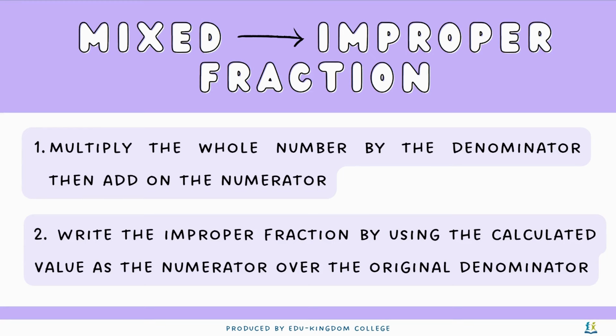Also 2 steps we need to follow. First, multiply the whole number by the denominator and add the numerator. Then, write the improper fraction by using the calculated values as the numerator over the original denominator.